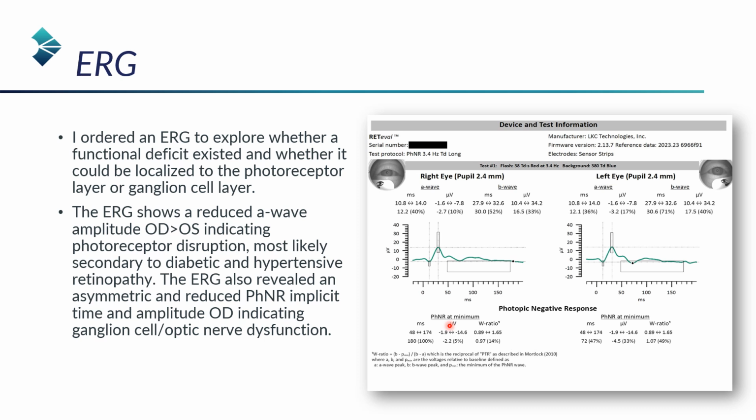The PHNR is a measure of ganglion cell and optic nerve function, and we can see asymmetry both in the implicit time. Remember, we want this to be as close to 0 as possible. So we have 100% in the right eye versus 47% in the left, quite a bit of asymmetry there. And in the amplitude, we have a really weak result, 5% in the right eye versus 33%. So we can see quite a bit of asymmetry in the PHNR, indicating that the right eye is affected, is reduced more so than the left.